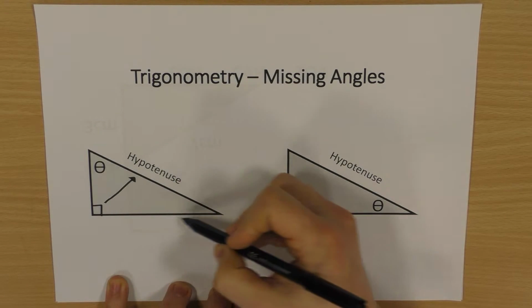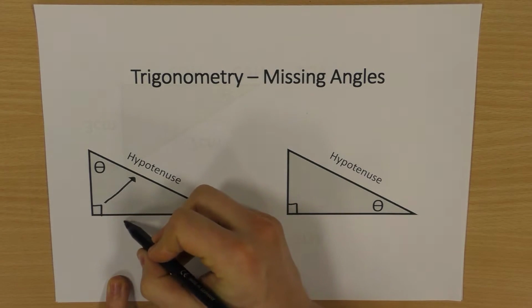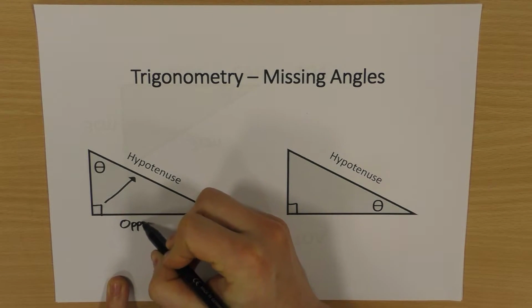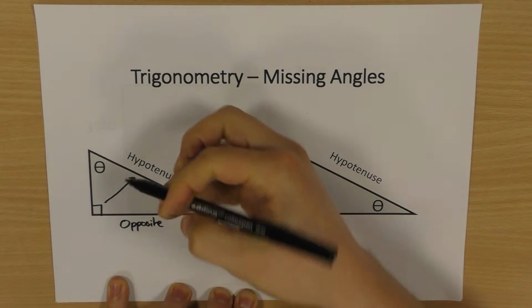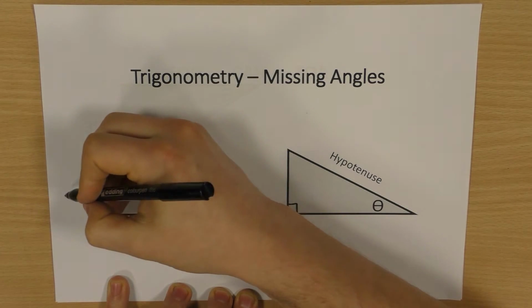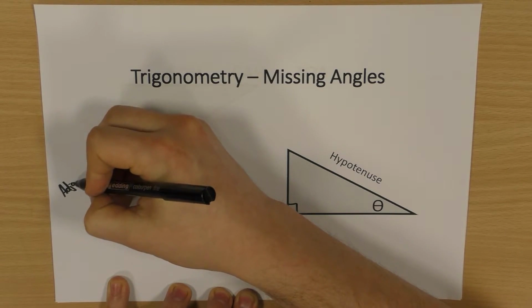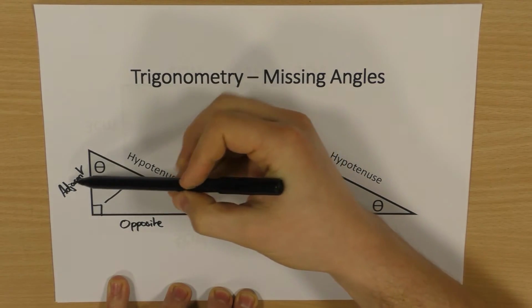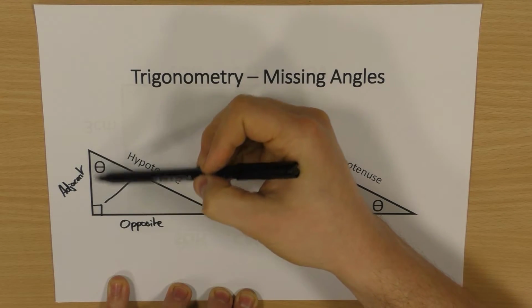So this side is opposite that angle, so this side is called the opposite. And therefore this side must be the adjacent. But also the adjacent is in between the right angle and that angle there.